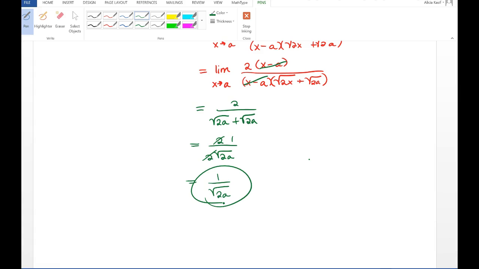Now, don't try to rationalize. Okay, remember, we don't care about radicals in the bottom anymore. It's fine to have radicals in the bottom. And in fact, this time we tried to get rid of the radical in the top, which is opposite of what we've done in the past.